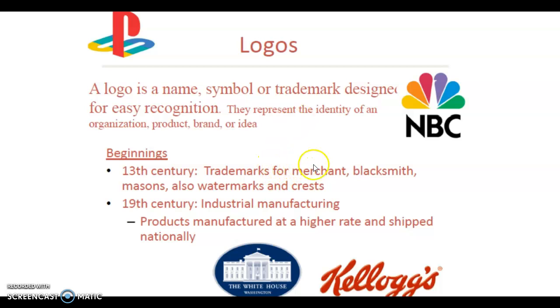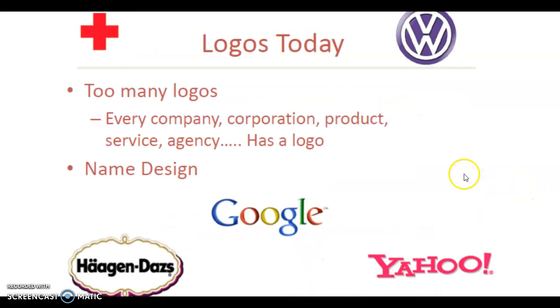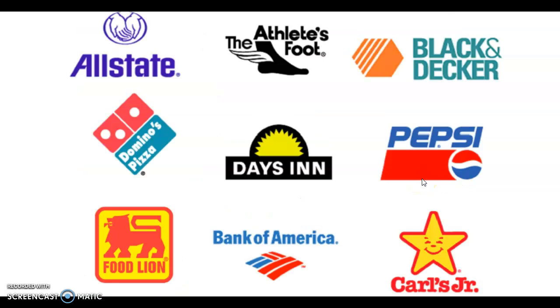It began in the 13th century, with trademarks for merchants, blacksmiths, and masons. And then in the 19th century, when industrial manufacturing came through, they started producing stuff at a higher rate, and so they started making more logos then. There are too many logos for us to know all the ones that we recognize.